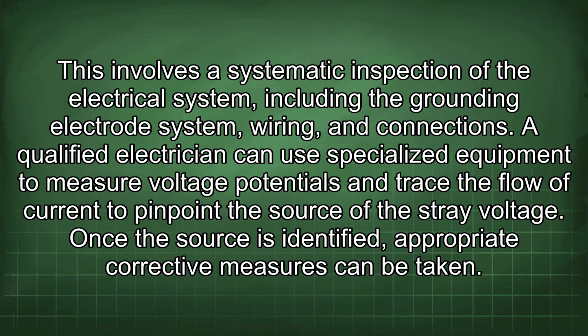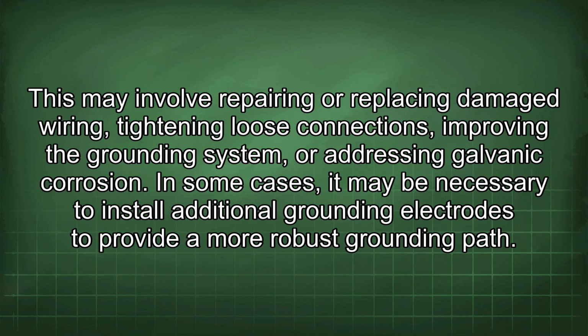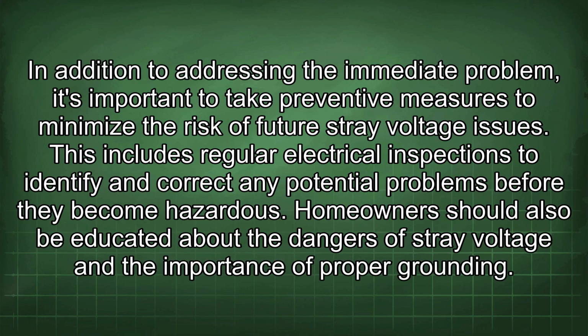Once the source is identified, appropriate corrective measures can be taken. This may involve repairing or replacing damaged wiring, tightening loose connections, improving the grounding system, or addressing galvanic corrosion. In some cases, it may be necessary to install additional grounding electrodes to provide a more robust grounding path. In addition to addressing the immediate problem, it's important to take preventive measures to minimize the risk of future stray voltage issues. This includes regular electrical inspections to identify and correct any potential problems before they become hazardous.